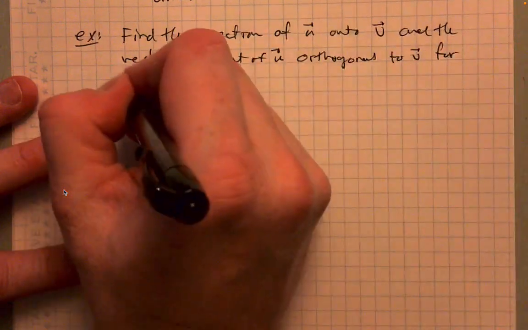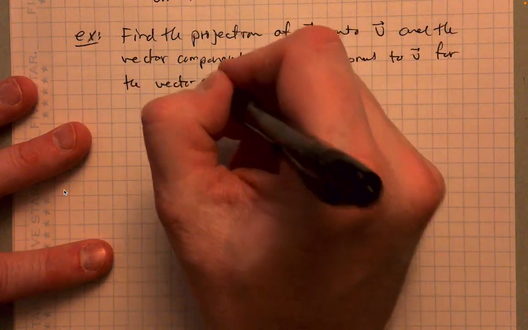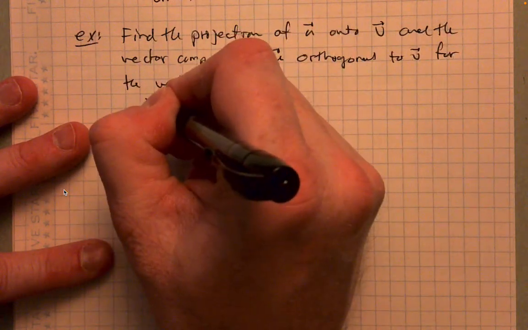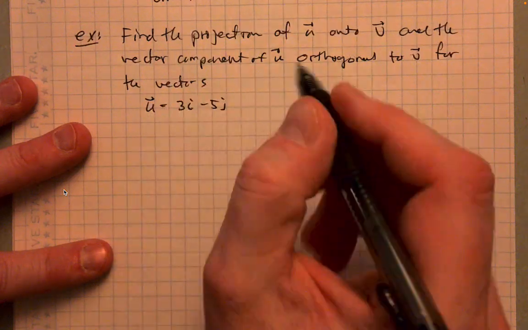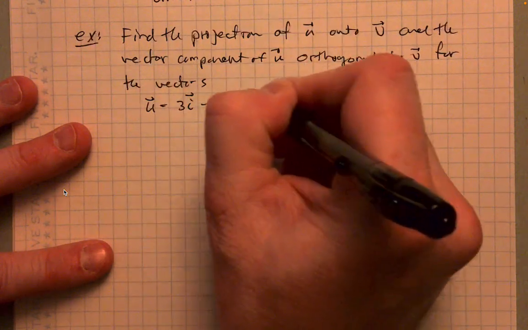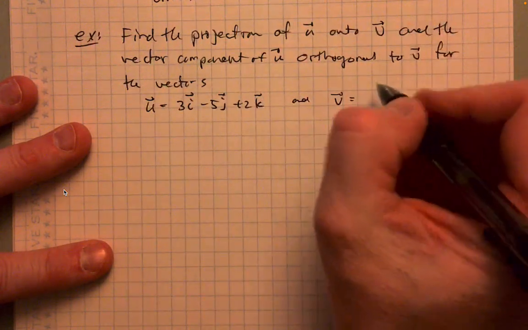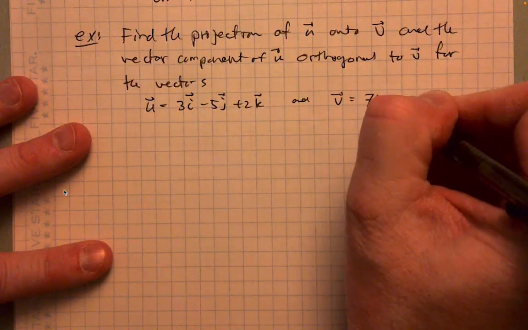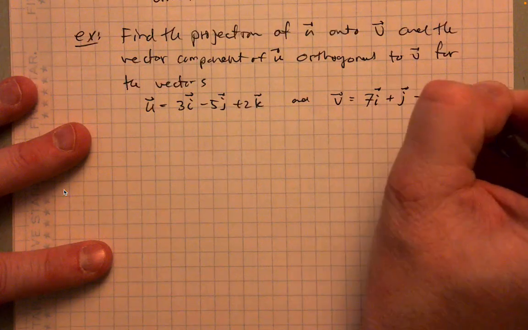For the vectors, two vectors. Okay, so we've got two vectors. We'll say we've got u, which we'll write as 3i minus 5j plus 2k, and v, where v is 7i plus j minus 2k. Okay?